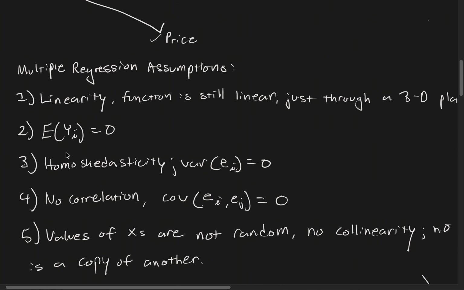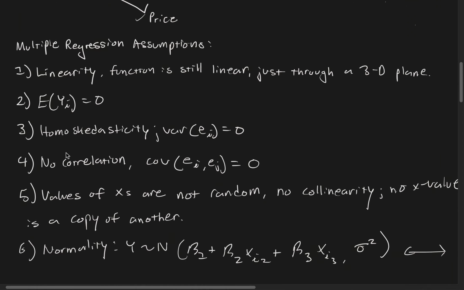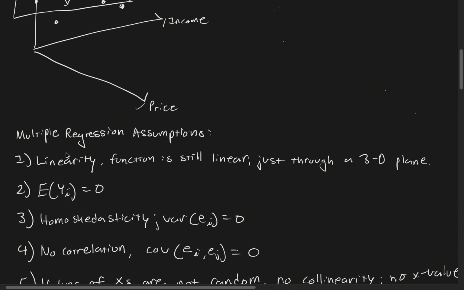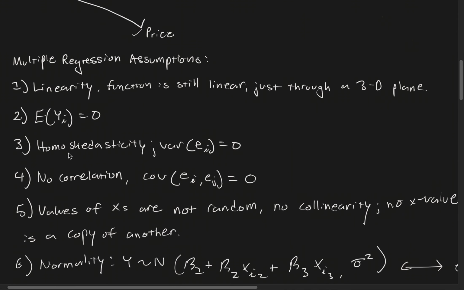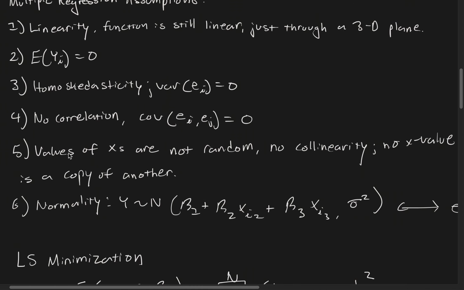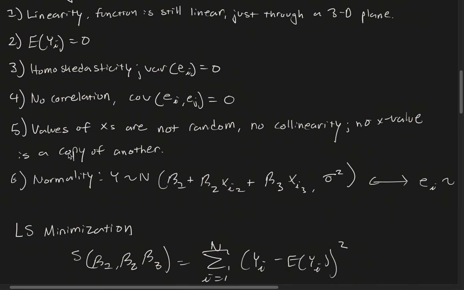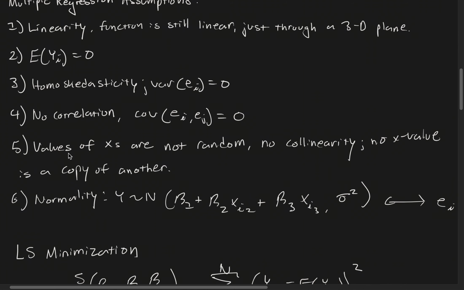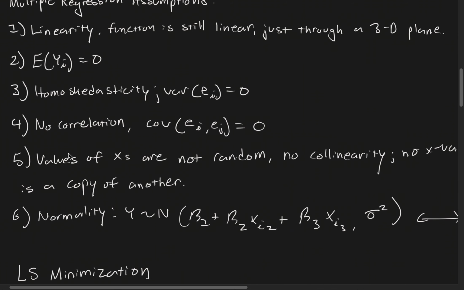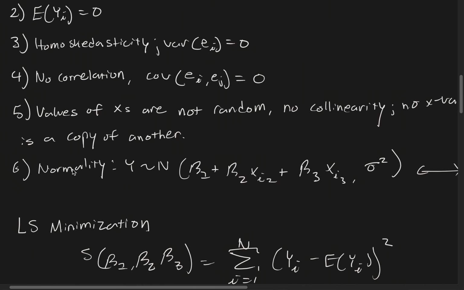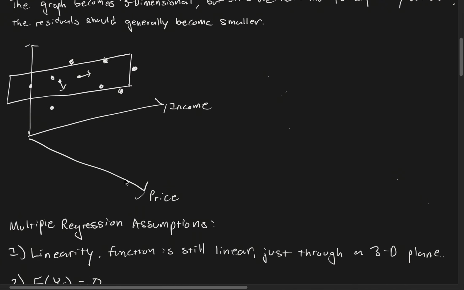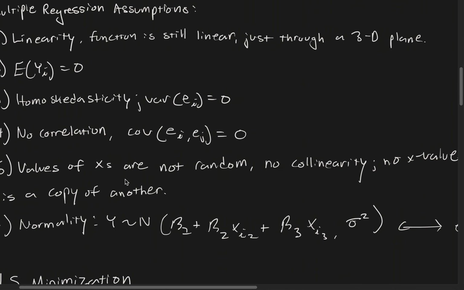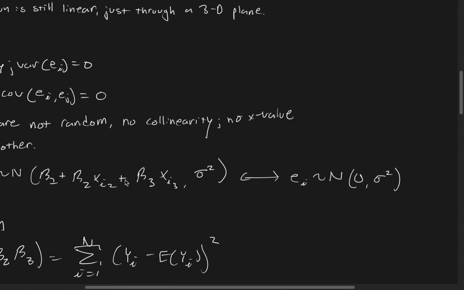For the multiple regression assumptions, it should be pretty similar to the simple regression: linearity, expectation of errors equals 0, homoscedasticity, no correlation, and values of x are not random. The main difference is that there's a sixth assumption for the multiple regression, which is the normality assumption. It is important for a multiple regression to be normally distributed, and a consequence of that is that the errors are also normally distributed.